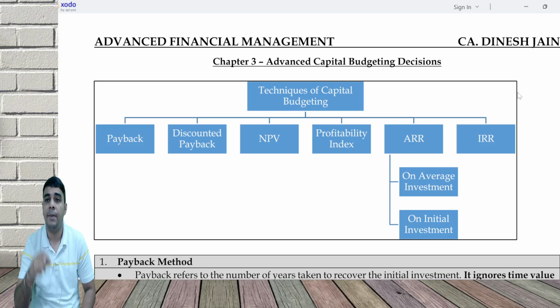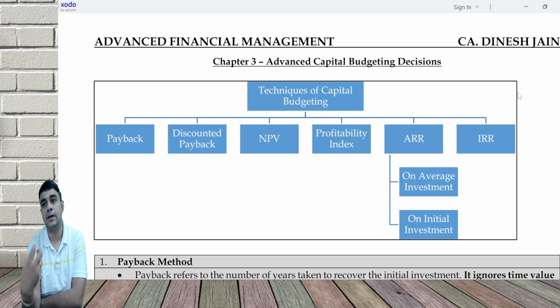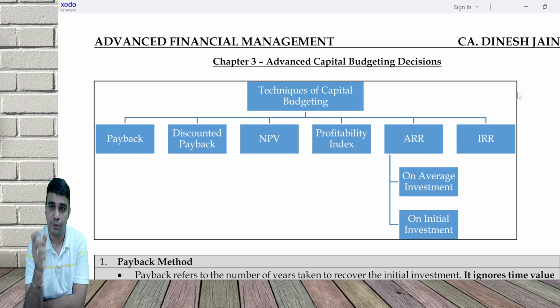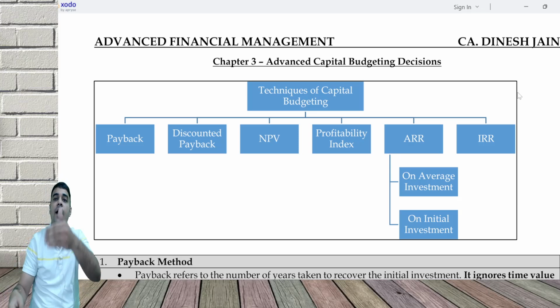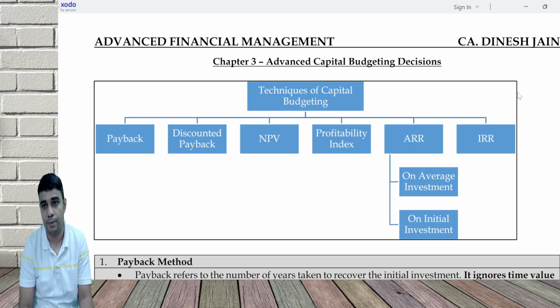What is payback? Payback basically refers to the time period in which you are able to recover the initial investment without considering the time value of money. I do not give weightage to the time value of money concept. I just put the cash flow, initial outflow negative 2 lakh. You keep getting 20,000, 30,000, 40,000, 50,000, keep getting inflow. You wait until you get back your money. Once you get back your entire 2 lakh rupees without giving effect to time value of money, payback is attained. Payback gets attained the moment my initial outflow is fully recovered.